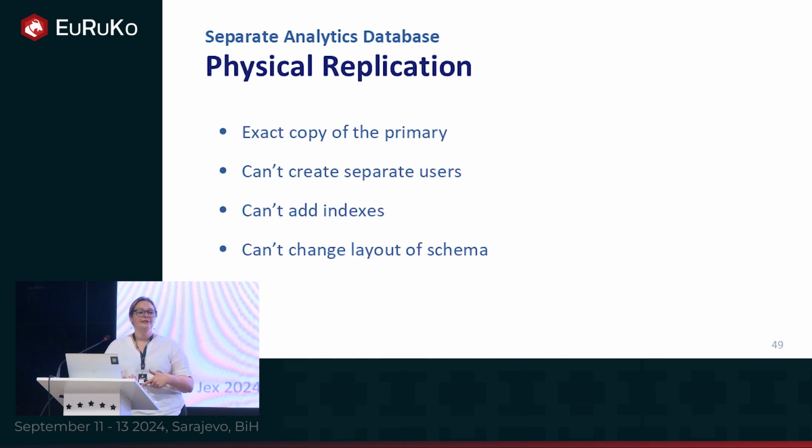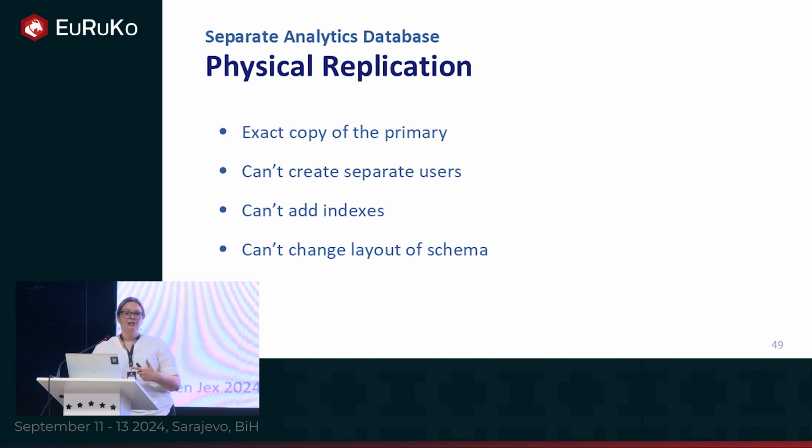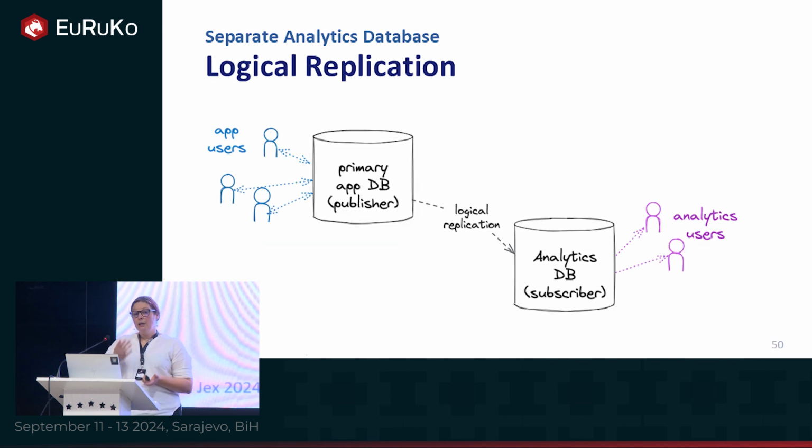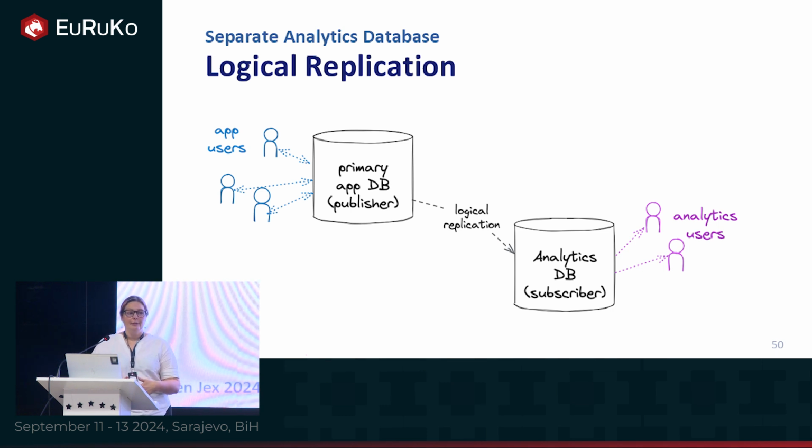Just be aware that physical replication gives you an exact copy of your primary database. You can't create separate users, you can't create indexes, you can't change the layout of the schema or anything like that. Any changes that you need for your analytic workload would need to be made on your primary database and replicated across. So another option would be to use logical replication.